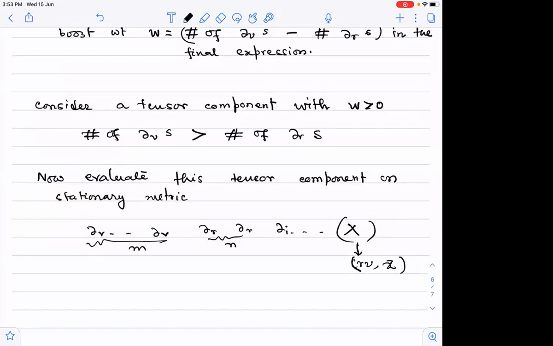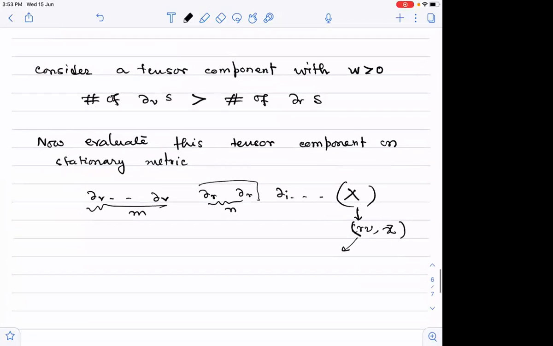So every time I take a del V, a factor of R will come out. And those factors of R can be taken care of by del R's. But if the number of del V's is more, you will have more factors of R than del R's, and therefore at R equal to 0 it will vanish. So on a stationary metric, any tensor component with positive boost weight will vanish. Is this argument okay?